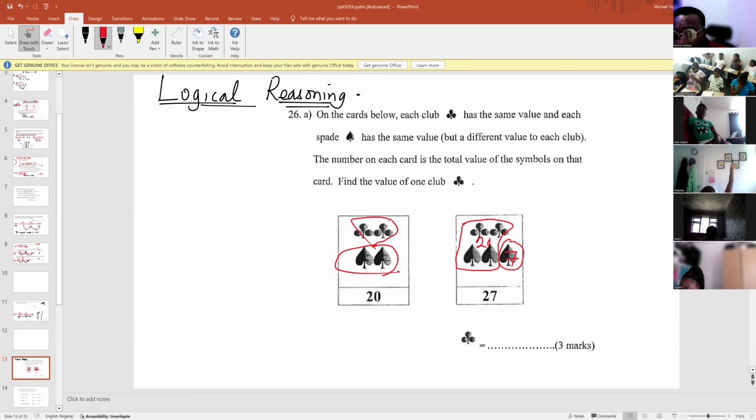So if this is 7, this is 7, this is 7. If you take away 21 from 27, you are left with 6. And it says each club has the same value. So this is 6, this is 3, and this is 3. So each club is 3. Very easy.